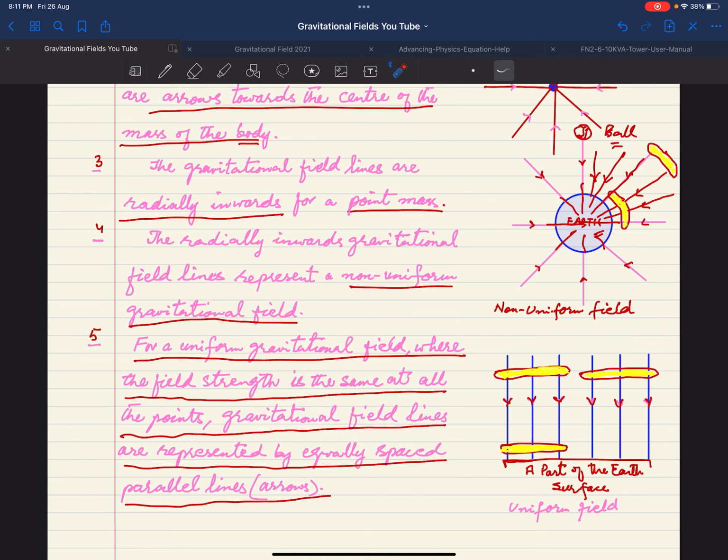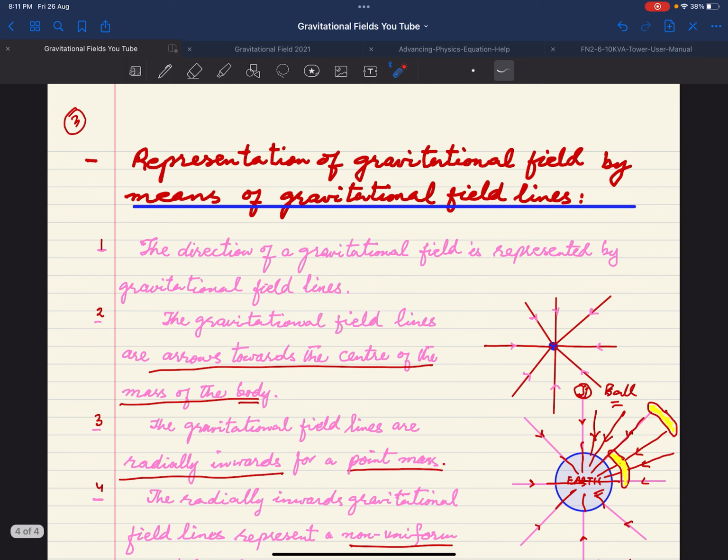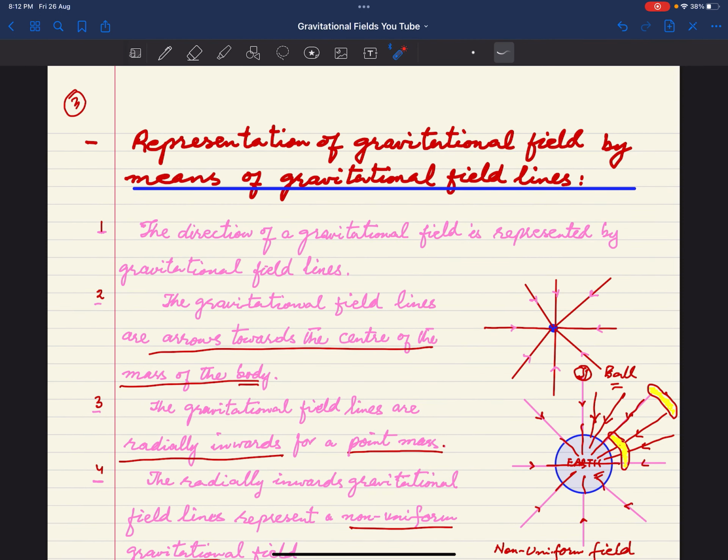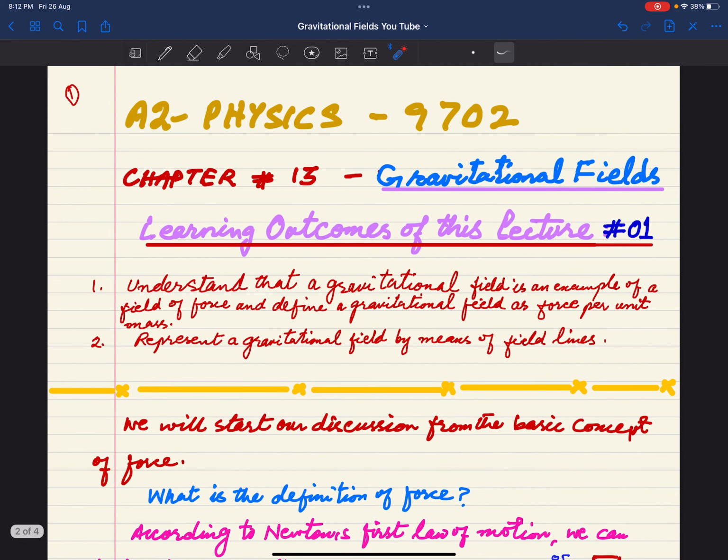Here I have been showing you the syllabus as well, and you must remember that you have certain specific points, or learning outcomes. You have to learn those learning outcomes, and inshallah in the coming lectures we will discuss all these points one by one. So this is the first lecture of chapter number 13 of A2, and this is gravitational fields. The chapter name is gravitational field.